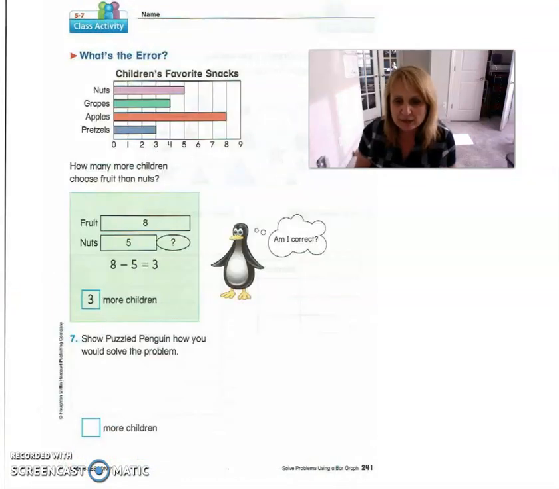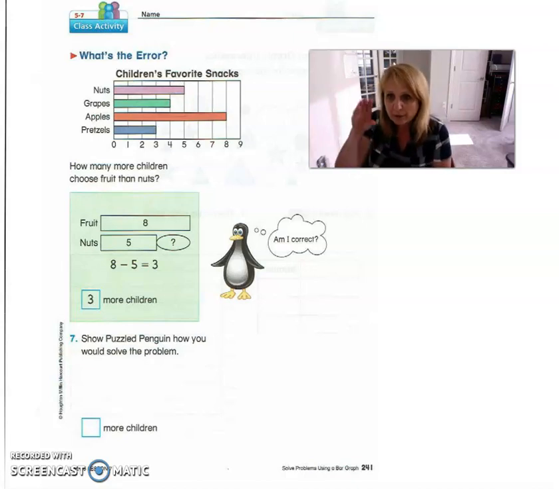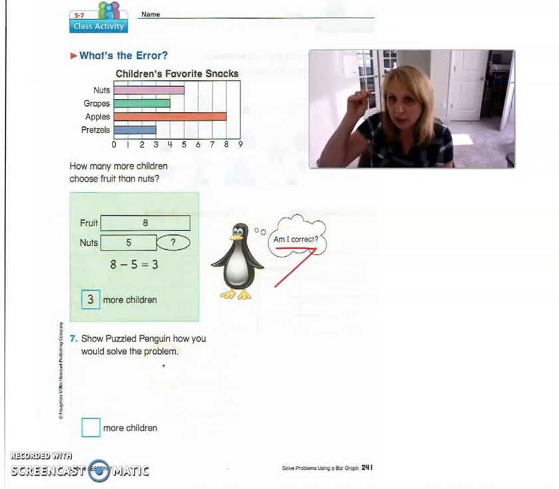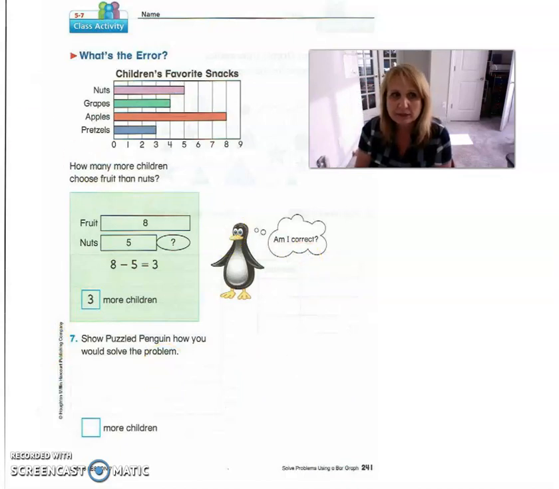Okay, let's move on to today's math, and it is going to be page 241, and it starts out with Puzzle Penguin. And I'm sorry, I do not have Puzzle Penguin here in Arkansas with me. I'll have him when I get back to Utah, but we're just going to pretend that he's right here, okay? And he has done his math. He's read the bar graph, and he has figured out the answer, and he is asking you, am I correct? Am I correct? And I just made a big boo-boo right there, so we're going to erase it.